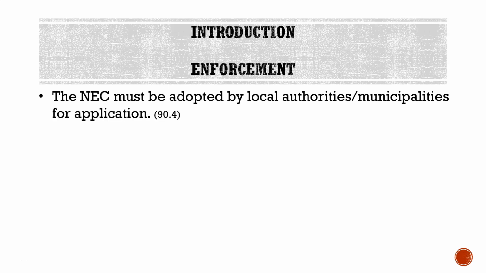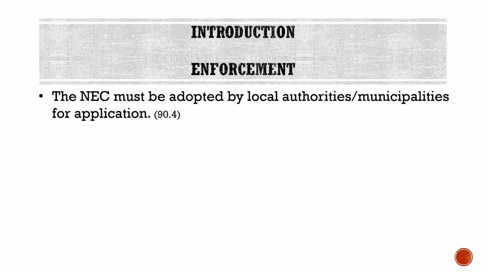So now we've kind of discussed the applications, the code, where it's applicable. We've kind of talked about how it's broken down into these different chapters. So now we're going to talk about the actual enforcement of the code. So this is the method by which the rules of the code are enforced and applied to different industries. So the NEC must be adopted by a local authority or municipality for application. What this means is that when NFPA releases a copy of the code, so for instance, last year, 2020, this being recorded in 2021 currently, NFPA released the 2020 edition of the NEC, which some of you in this course may be using currently.